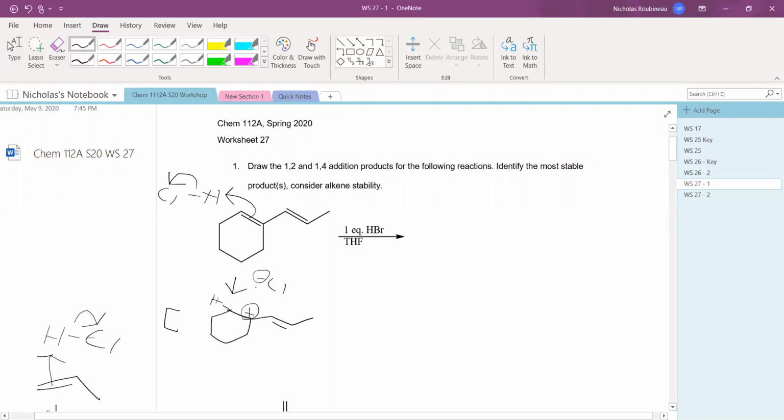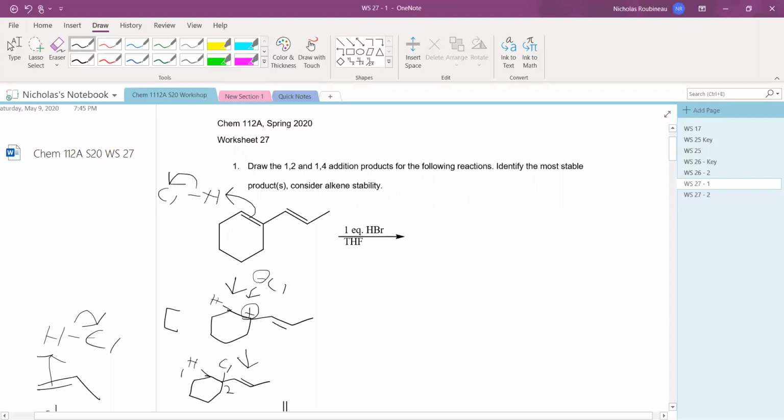So we can add the chlorine to the cation just as is, like we did with the double bond I just showed before I started this problem. And this is the 1,2 product because the double bond was here with carbons 1 and 2.